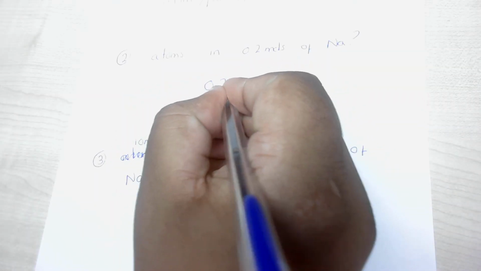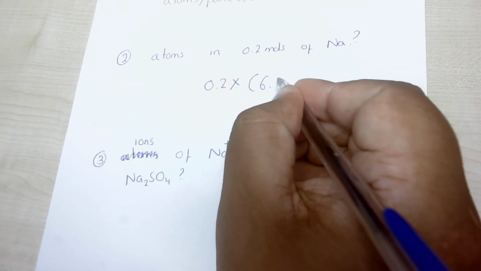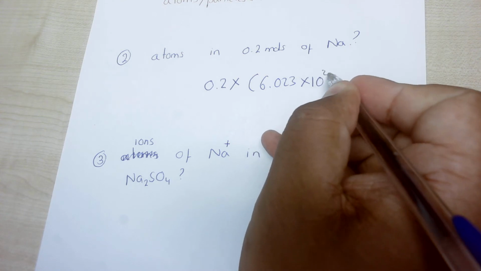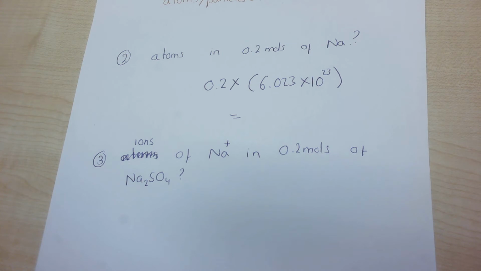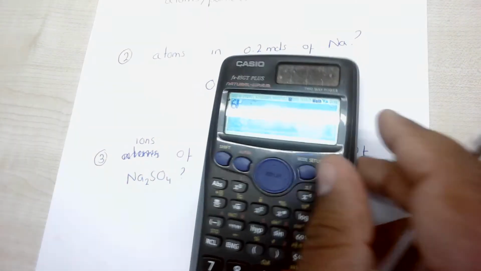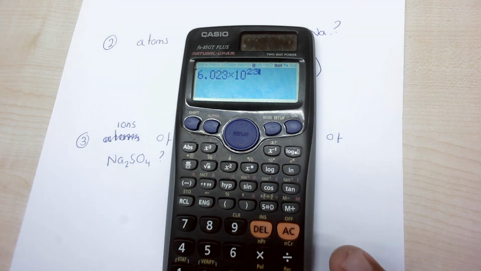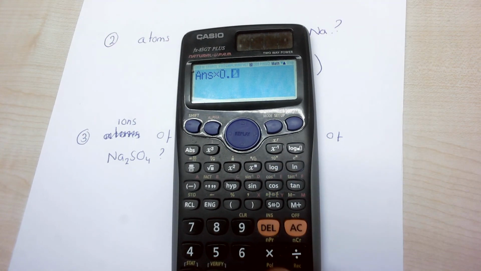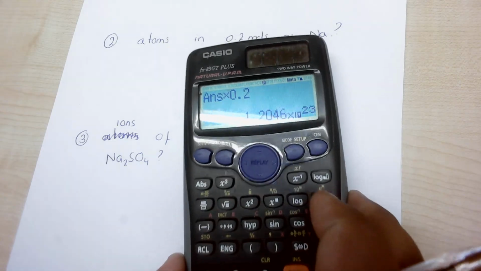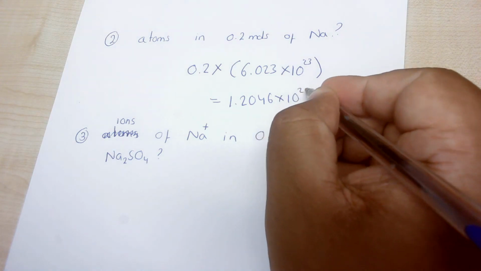So you simply take your moles, which is going to be 0.2, you multiply it by the Avogadro's constant. In this case, it's going to be the 6.023 times 10 to the power of 23. Notice how I use the brackets. I write my equal sign, and if I did that on my calculator, I do 6.023 times 10 to the power of 23. I store it, and I multiply that by the 0.2. I get the final answer to be 1.2046 times 10 to the power of 23 atoms.